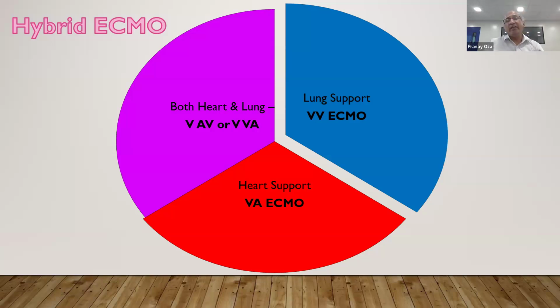Similarly, if the patient has ILD and develops an acute MI and comes in cardiogenic shock, his saturation might be low, but in that case he requires support only for the heart. So just think about VA.